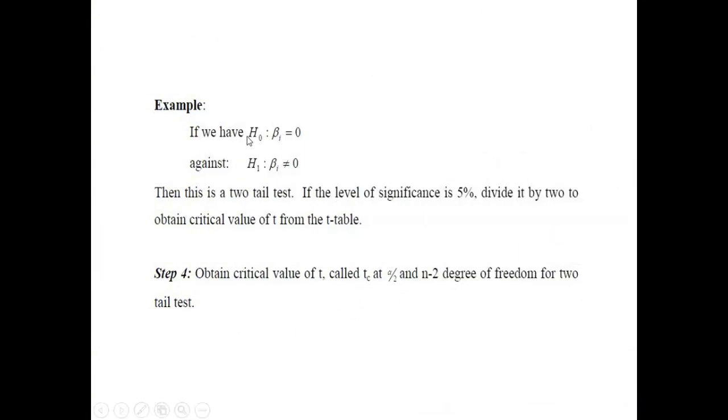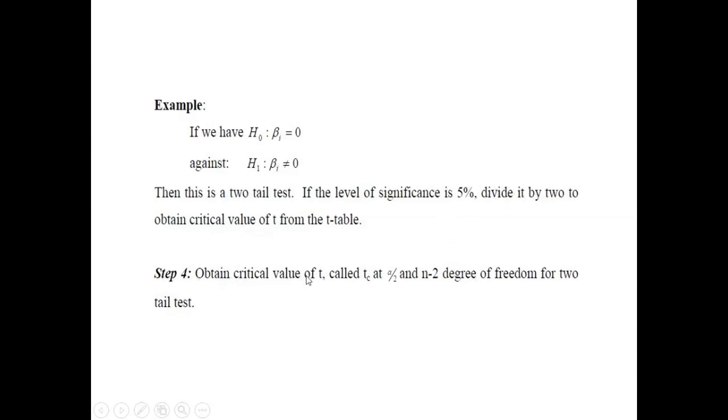For example, if we have a null hypothesis equal to this against an alternative hypothesis like this, this is a two tail test because this sign indicates a two tail test. Now our alpha value of 5% is divided into two because it is a two tail test, so alpha over 2, that is 2.5%. Then you have to determine the critical t value from the table, at alpha over 2.